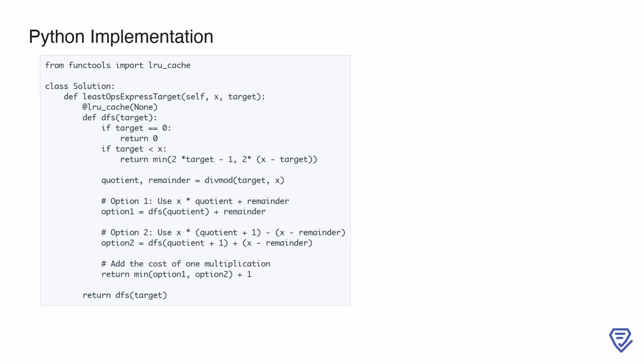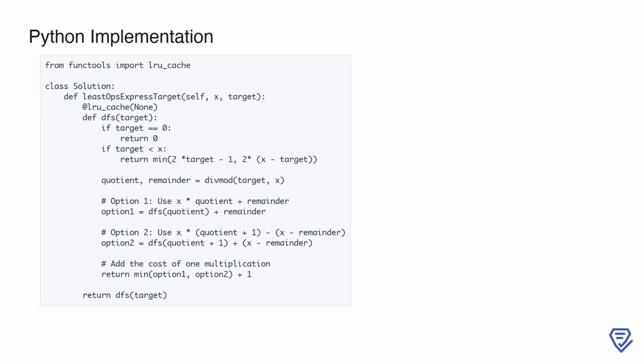4. Recursive case. For target greater than x, the quotient and remainder of target divided by x are computed. Two options are considered. Option 1: build the number using x times quotient plus remainder. Option 2: build the number using x times quotient plus 1, minus x remainder. The cost of each option is computed recursively, and the smaller cost is chosen. An additional cost of 1 is added for the multiplication operation.